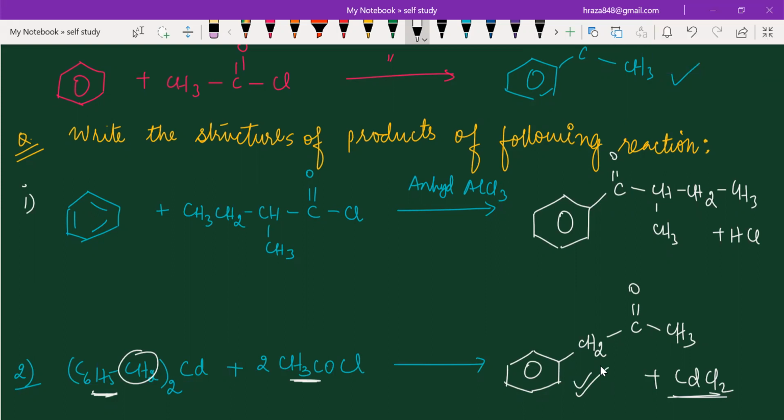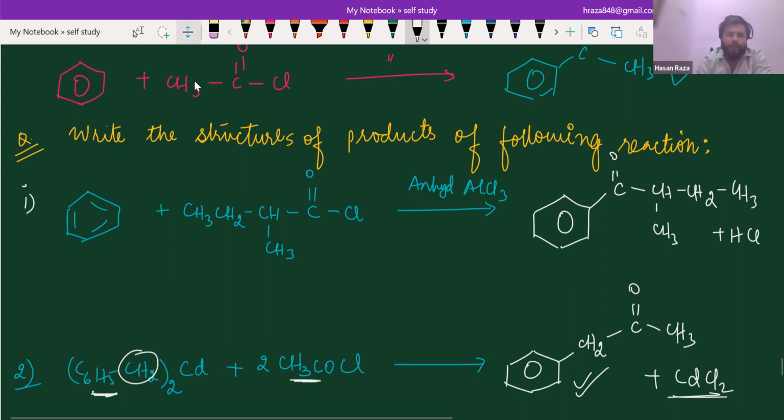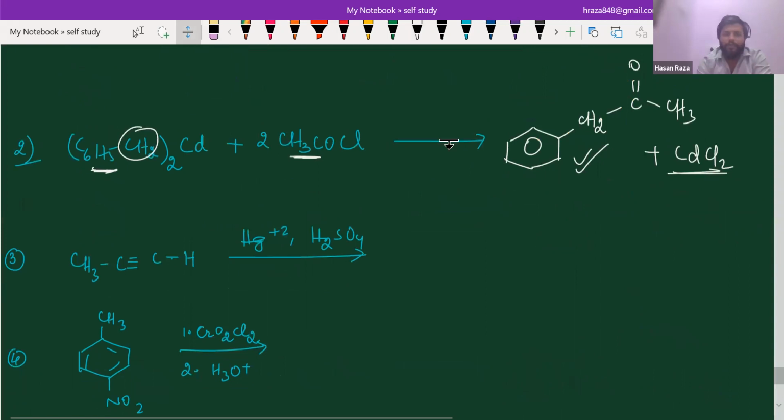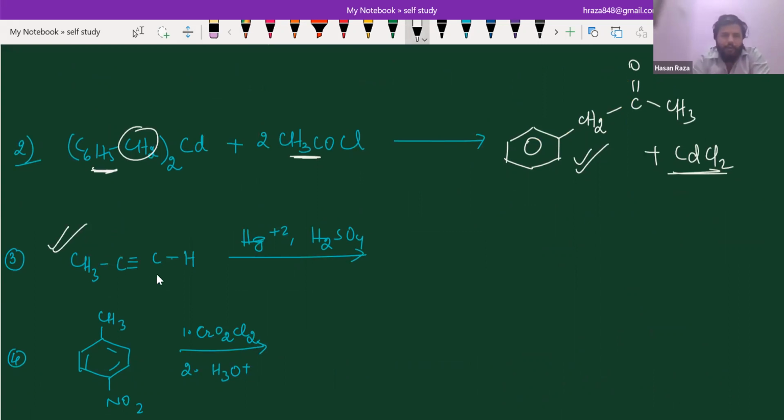Yes, sir. Okay. I'm going for the third one. See, this reaction you have studied in class 11th. If you are going to treat propene or basically alkyne with Hg2+ in the presence of H2SO4, then you will get an alkenol first. That means double bond, and then alcohol you will get.